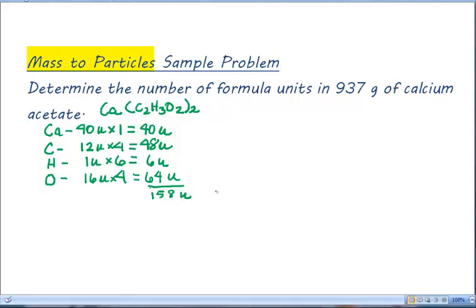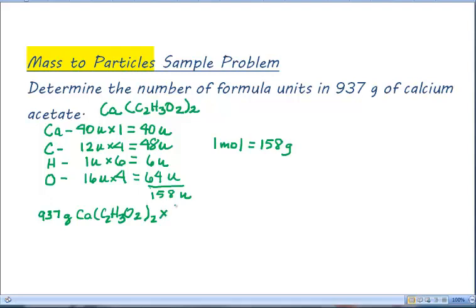We don't care about single formula units. We're interested in moles. And what that means is 1 mole of calcium acetate equals 158 grams. Keep that in mind. We're going to need that as a unity fraction down here when we begin to solve the problem. We start with our 937 grams of calcium acetate, and I want to make sure that I do a good job indicating what I'm working with here. It's not just grams, it is in fact grams of calcium acetate.